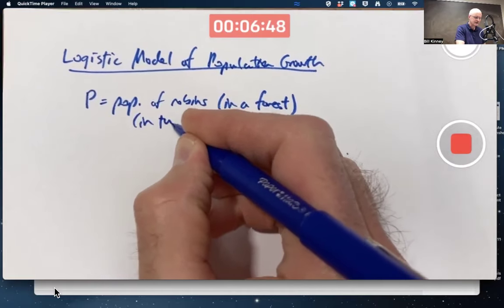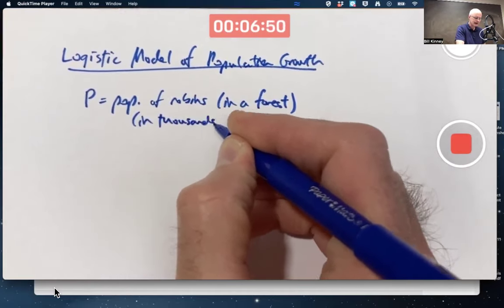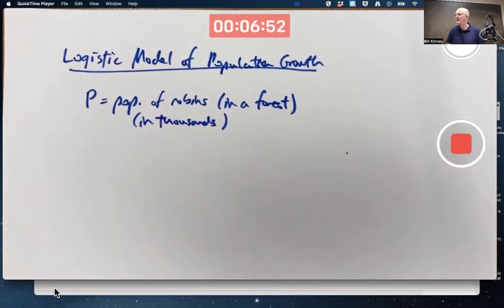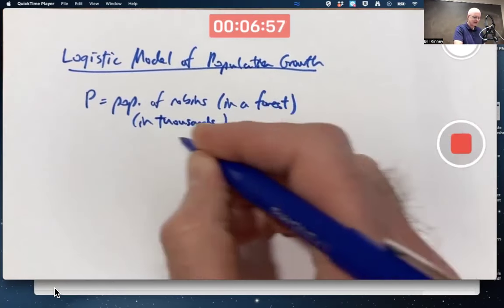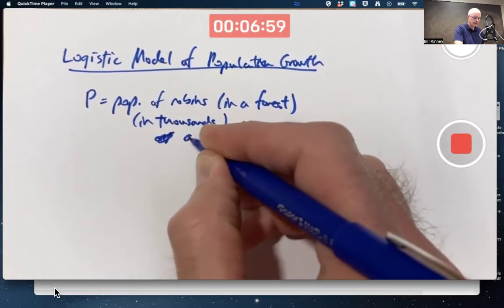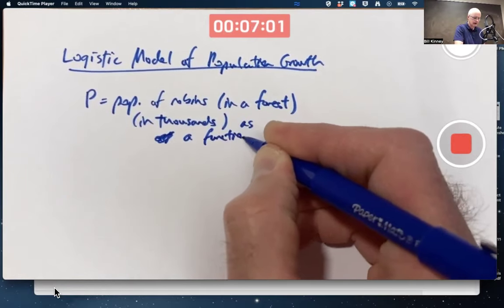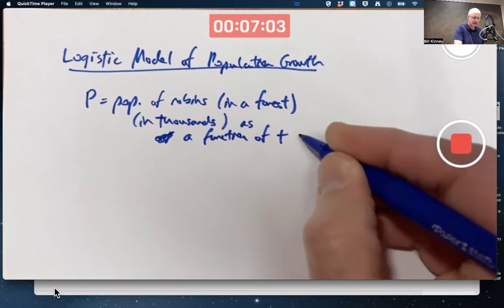P is in thousands, and it is a function of time, t, as a function of t, say in years.